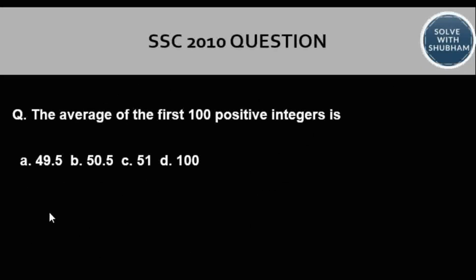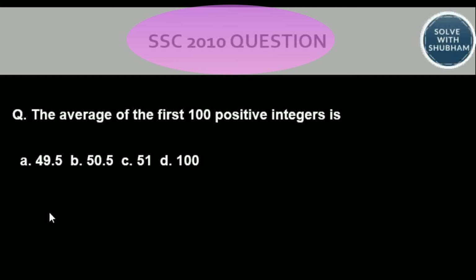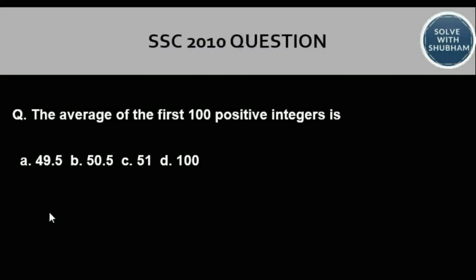Next question was asked in SSC 2010. It goes like, average of the first 100 positive integers is, you have been given 4 options. Now please see clearly, positive integers. Please note 0 is not a positive integer, neither a negative integer. It is just an integer. So when you are looking at positive integers, it would start from 1. So first 100, it means we are looking at numbers 1, 2, 3, 4 till 100.